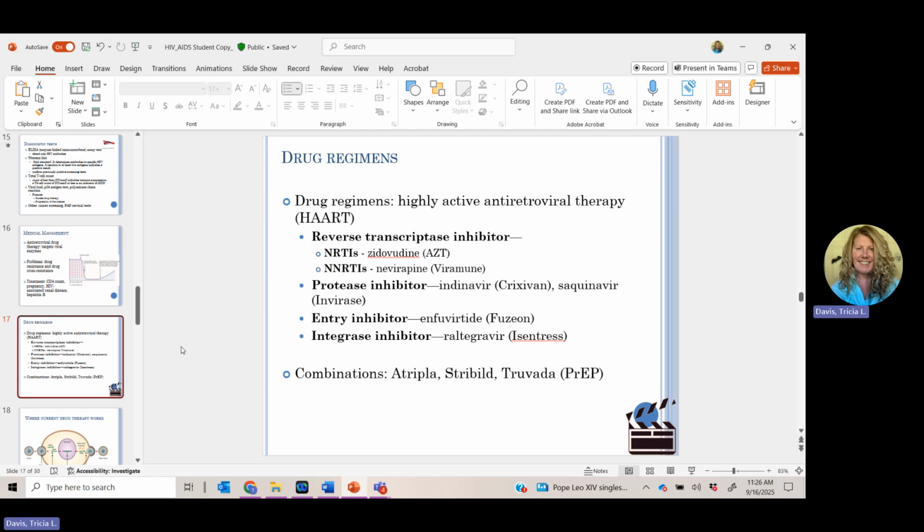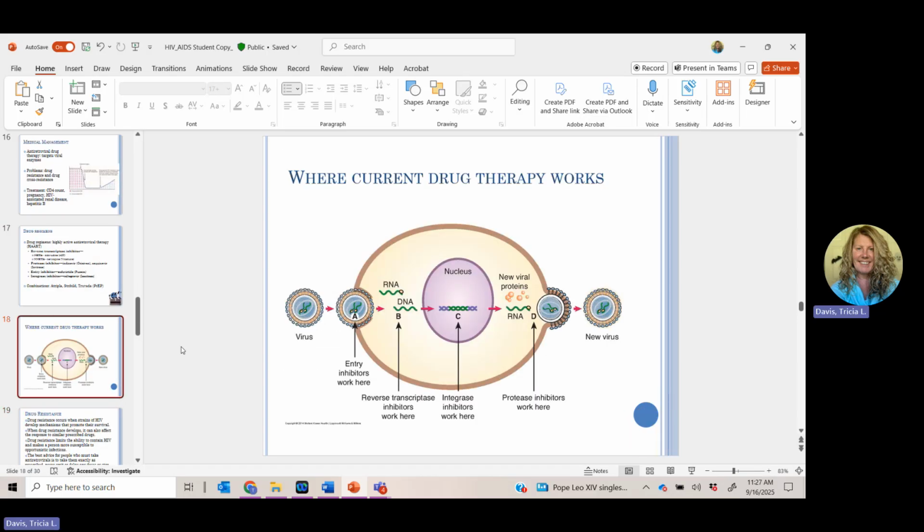So we have this combination therapy now, and that would be your Atripla, your Stribild, and your Truvada. Truvada I see all the time. I don't see the other 2 so much. So where do these drug therapy work? So it's showing you right now in this process of replication where it keeps this virus from being able to replicate.